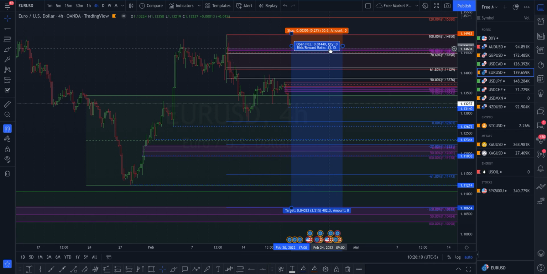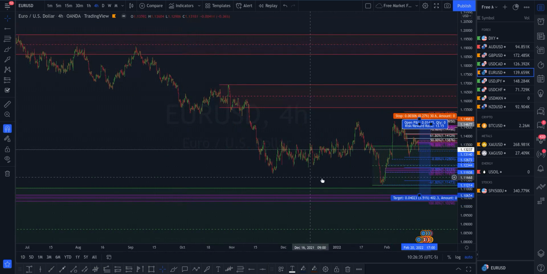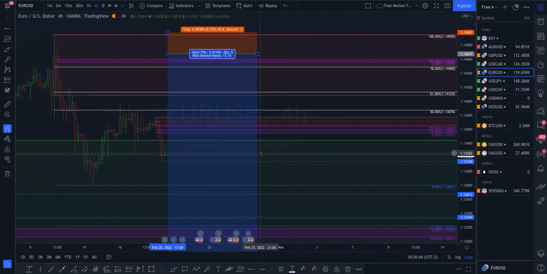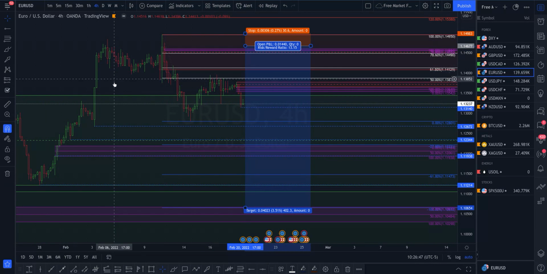You're talking 13x trade, so it's not bad. Risking 30 pips to gain 402 Euro USD, which is not bad. It can still play out as a consolidation, just kind of widening the consolidation. But that's the possible trade that I'll be looking for on Euro USD.